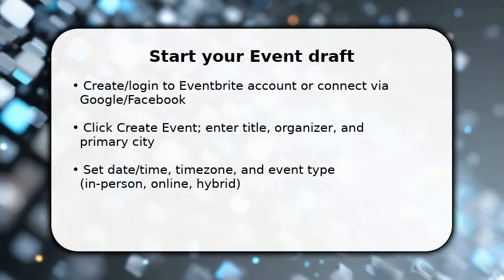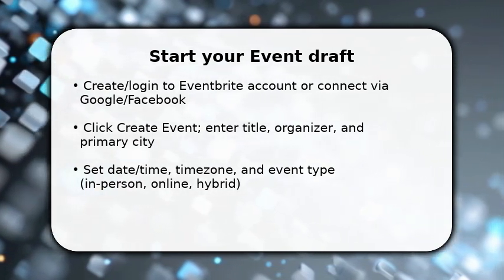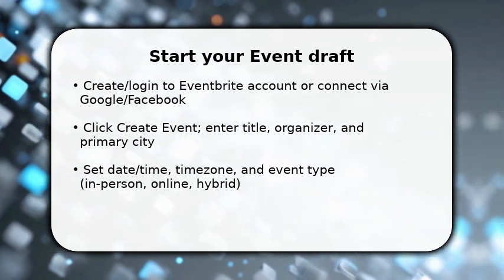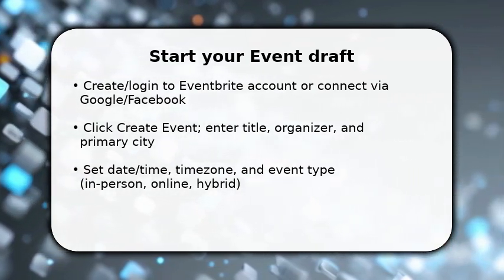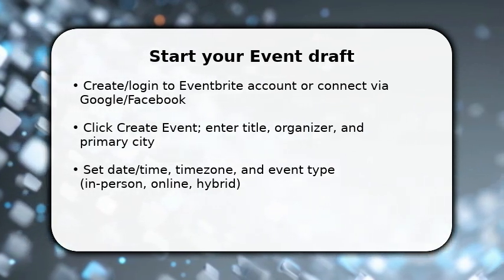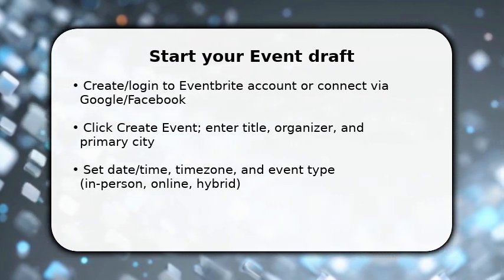You're ready to begin. Log into Eventbrite and click Create Event to open the draft. This gets your event ID and saves progress automatically. First, name the event and choose the organizer so attendees see who's hosting. Next, set the date, start and end times, and confirm the time zone. These control ticket availability and calendar exports.